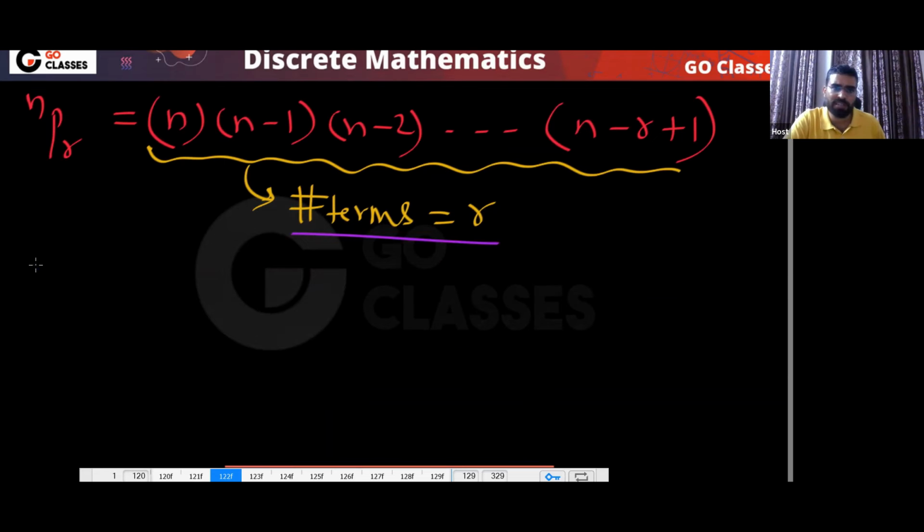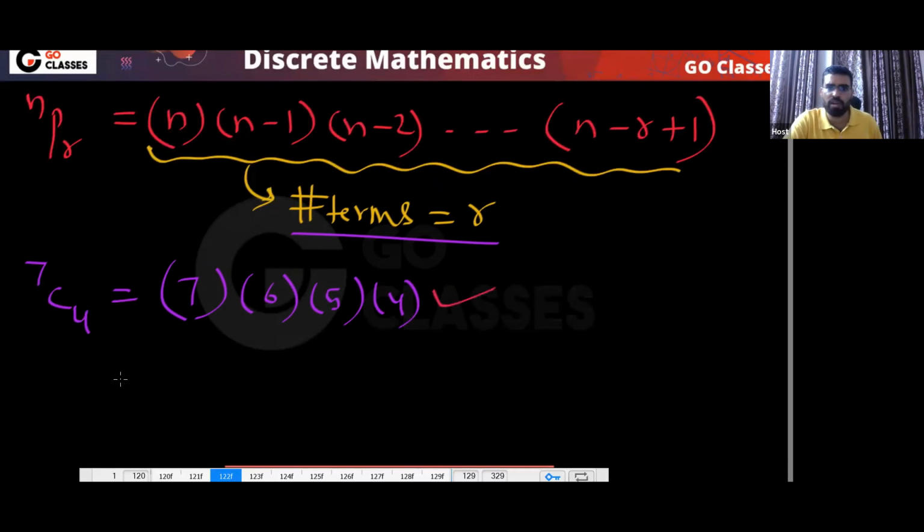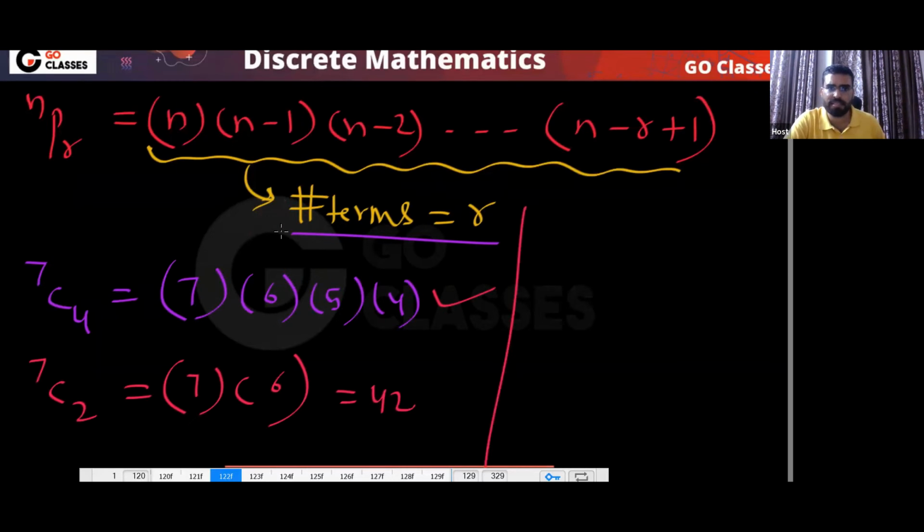So for example, if I ask you 7P4, then what you need to do? You go down only 4 terms. So 7, 6, 5, 4. Is this clear to everyone? This will be your answer. If I ask you 7P2, then what you need to do? Go down only 2 terms.